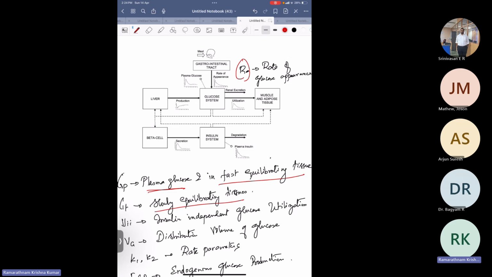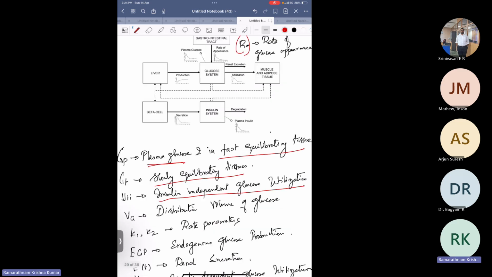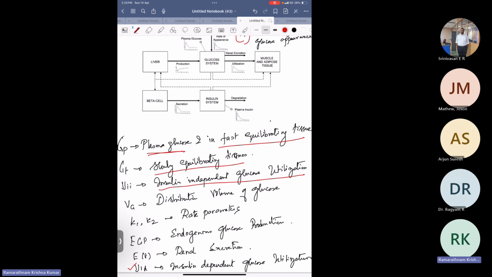Now, glucose utilization is of two kinds. One is insulin independent glucose utilization, which is, for example, in the CNS. Then there is insulin dependent glucose utilization, which is UID. Insulin dependent glucose utilization takes place here, in these tissues. And the insulin independent utilization, as I just said, is in the CNS.